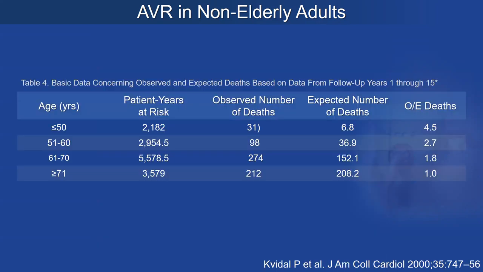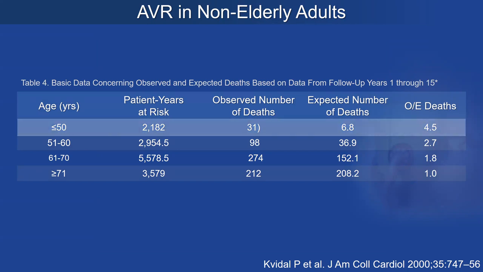Well, the authors actually stratified the patients according to their age at the time of surgery. And surprisingly, the younger patients, those under the age of 50 at the time of surgery, had the highest OE ratio at 4.5, observed to expected ratio of death. And the older the patients were, the less of a difference there was in terms of observed and expected survival.